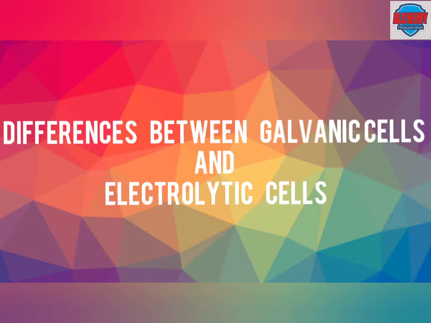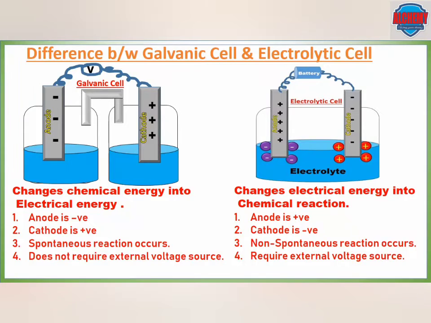Next, we will discuss the differences between galvanic cells and electrolytic cells. The galvanic cell changes chemical energy into electrical energy, whereas the electrolytic cell changes electrical energy into chemical energy. In galvanic cells, the anode is negative and cathode is positive, whereas in electrolytic cells, the anode is positive and cathode is negative. In galvanic cells, spontaneous reaction occurs. On the other hand, in electrolytic cells, non-spontaneous reactions occur. Galvanic cells do not require an external voltage source, whereas electrolytic cells require an external voltage source.